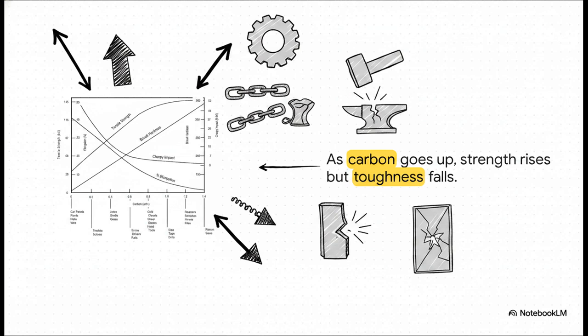The material gets way stronger and harder. But look at the curves sloping downwards. That's elongation and impact resistance, which is basically how we measure toughness. They absolutely plummet. The more carbon you add, the stronger the steel gets. Sure, but it becomes significantly less tough. It loses its ability to stretch and absorb impact, becoming super rigid and fragile.